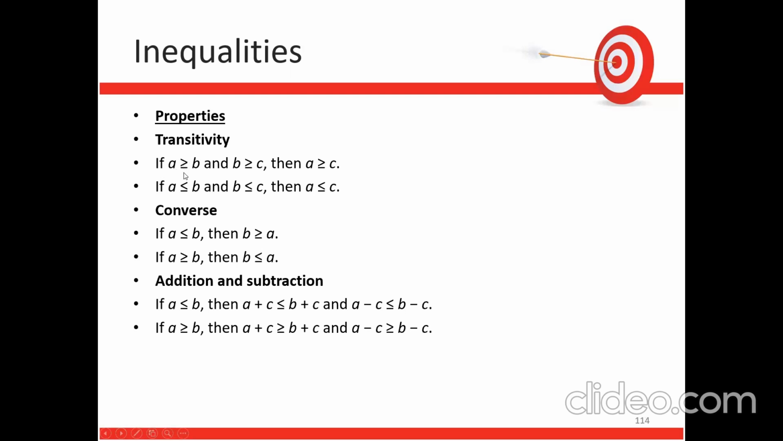If A is greater than or equal to B and B is greater than or equal to C, then A is greater than or equal to C. Same here. Converse, if A is less than B, then B is greater than A. You just flipped it. Addition, if A is less than or equal to B, then A plus C is less than or equal to B plus C, and A minus C is less than or equal to B minus C. This whole thing, whole.